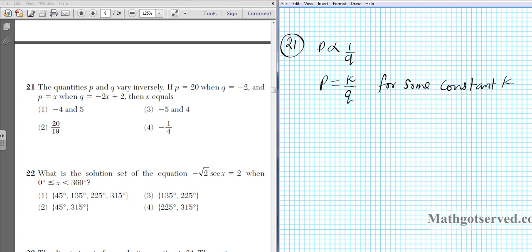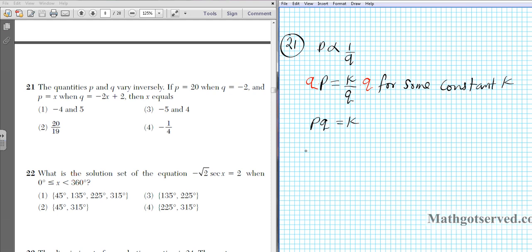All right, what can we do here? We can do some algebraic processes on this equation to get another form of this equation. If we multiply both sides by Q, we can write this as PQ equals K. So what does this tell us? It tells us that if two quantities vary inversely, then their product is always going to be a constant. It's always going to be the same number.